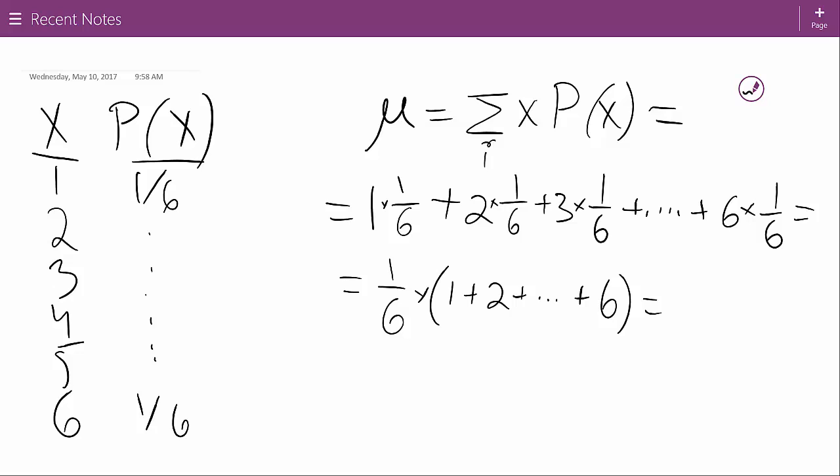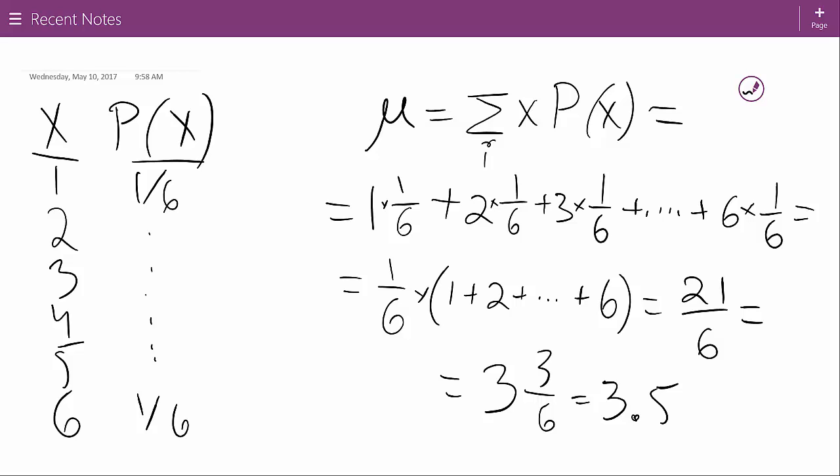What's the sum of 1 through 6? Let's see. 1 plus 2 is 3, plus 3 is 6, plus 4 is 10, then 15, and then 21. Looks like it's 21 divided by 6. So therefore, it's 3 and 3/6, or 3.5. Okay? That, of course, can be misleading, so that's actually a good example to illustrate that.